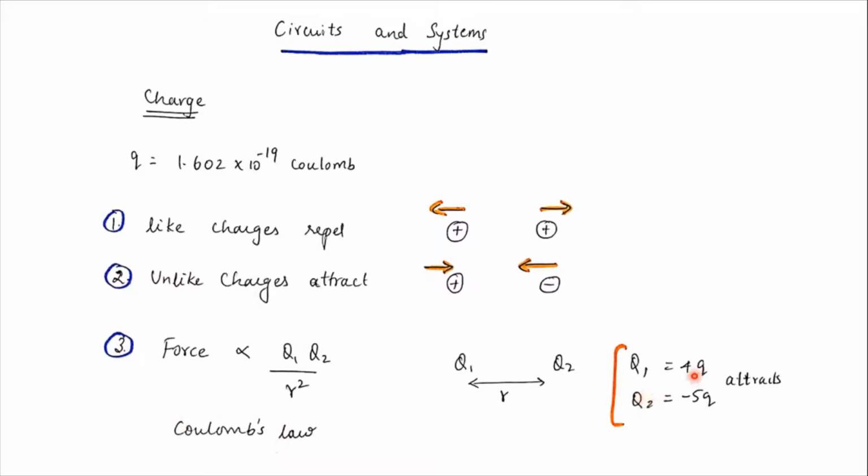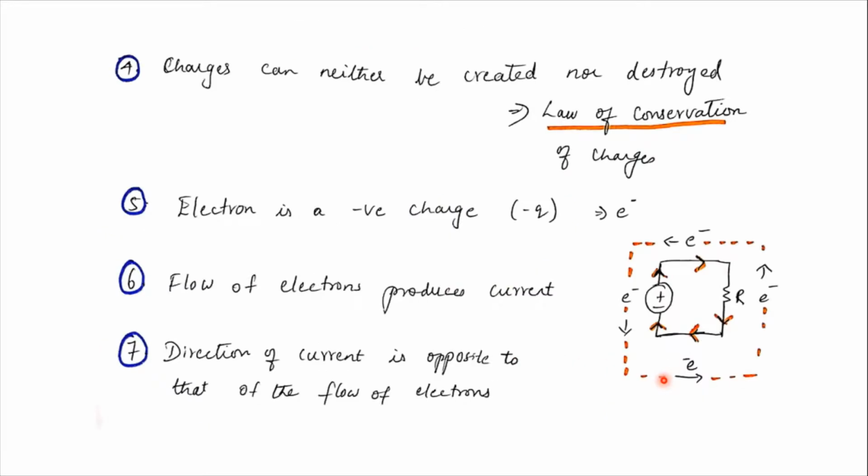Similarly, suppose these two charges are 4q and minus 5q. That means they are opposite in sign, so the polarity is different. Opposite charges are going to attract each other, so an attractive force is going to be produced in this scenario of 4q and minus 5q. In general, in nature, we cannot create a charge or destroy it. That is what we call the law of conservation of charges: charges can neither be created nor destroyed.